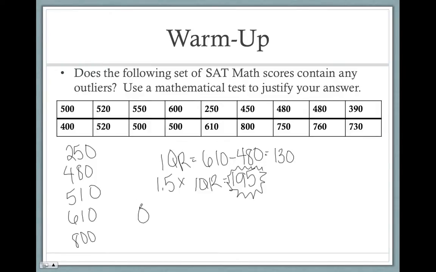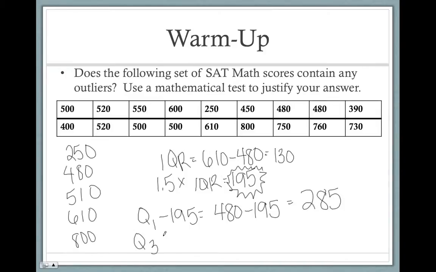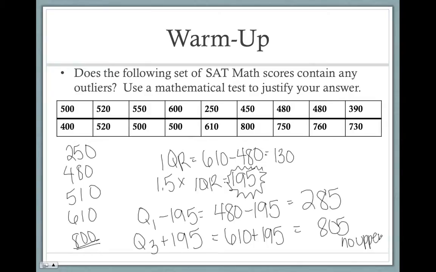Okay. I'm going to do Q1 minus 195. That's 480 minus 195, which is 285. And then I'm going to do Q3 plus 195, which is 610 plus 195, which is 805. Now, I know that SAT math scores can't go above 800, and I also know that my maximum is 800, so there are no upper outliers.